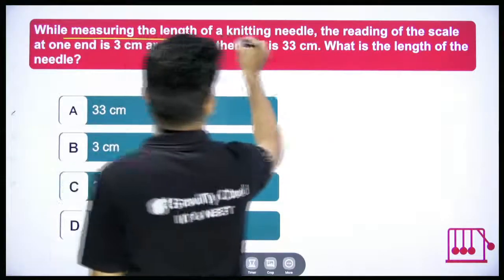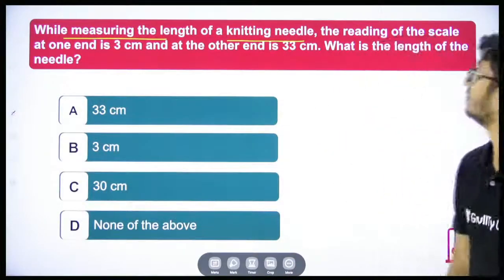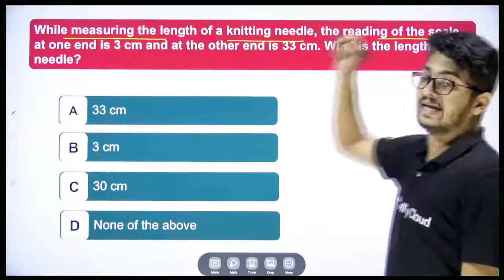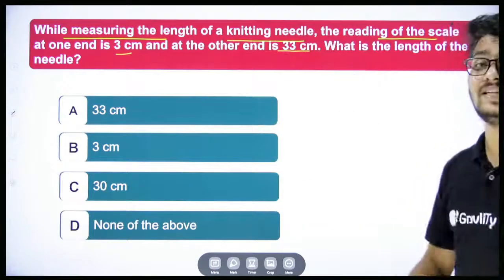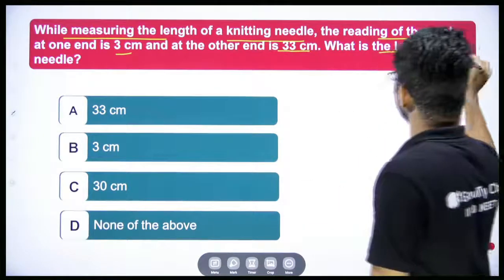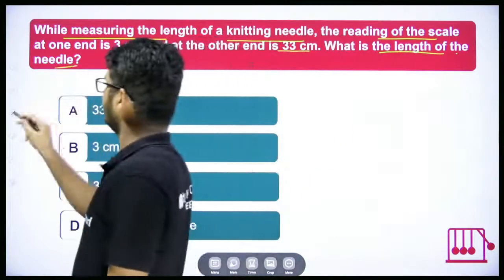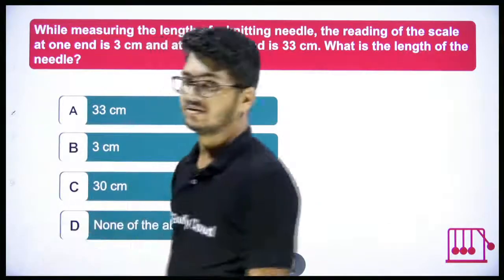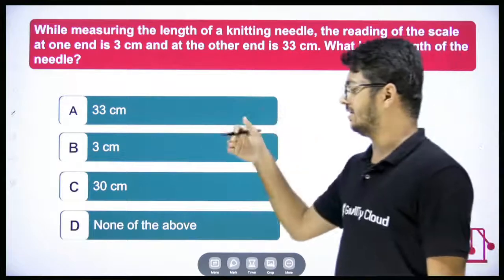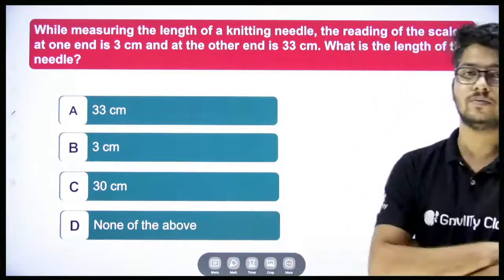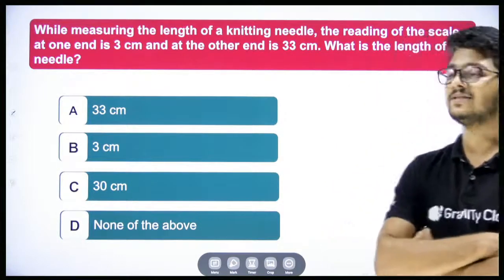While measuring the length of a knitting needle, the reading of the scale at one end is 3 centimeter and at the other end is 33 centimeter. What is the length of the needle? So a few options. Read the question properly and select the correct answer. 33, 3, 30 and none of the above. What do you think is the answer, everyone?